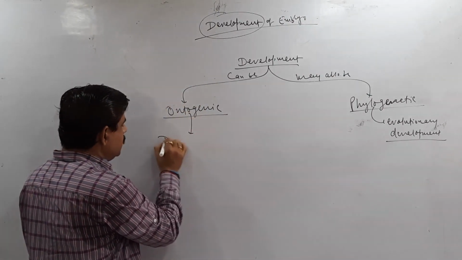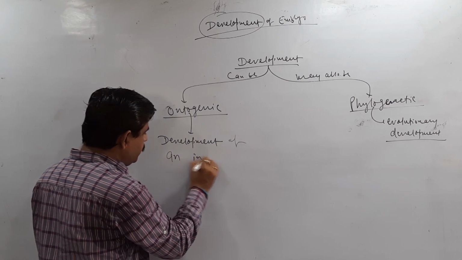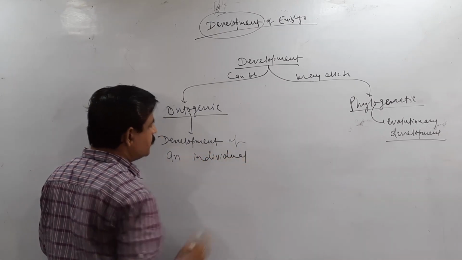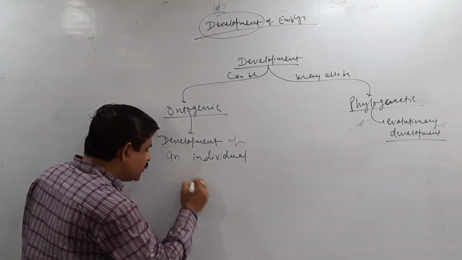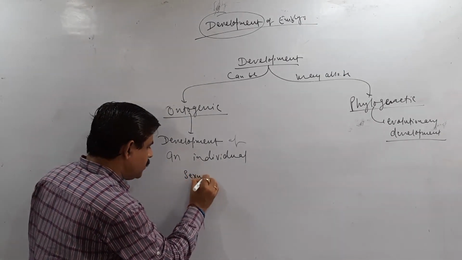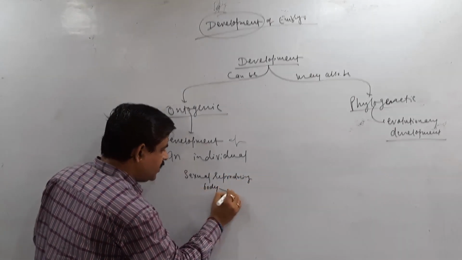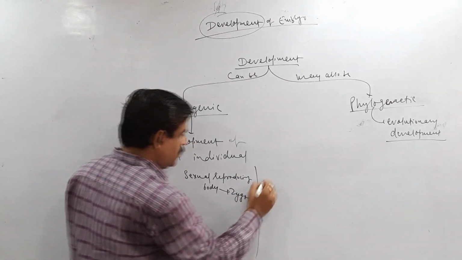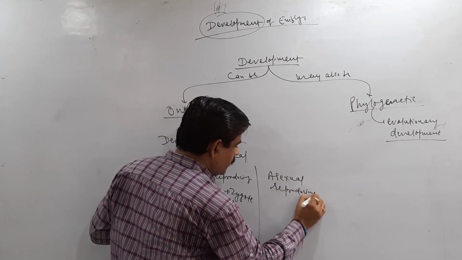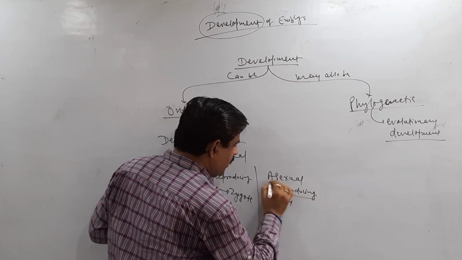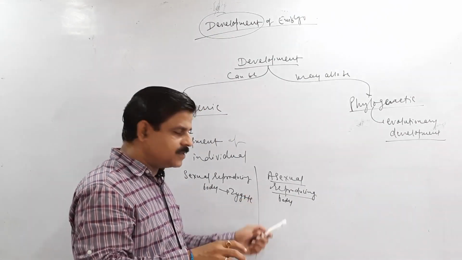This ontogenic development means development of embryo, development of an individual. Next question is development of individual from what? From sexual reproducing body, that is zygote, or from asexual reproducing body. Asexual reproducing body means like buds, gemmules, body parts. These are the asexual reproducing body.